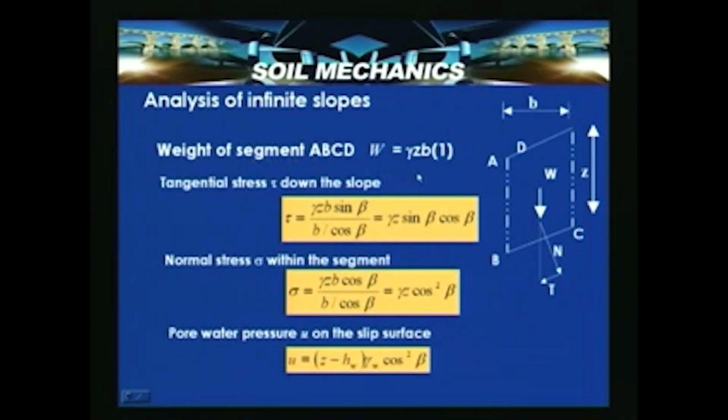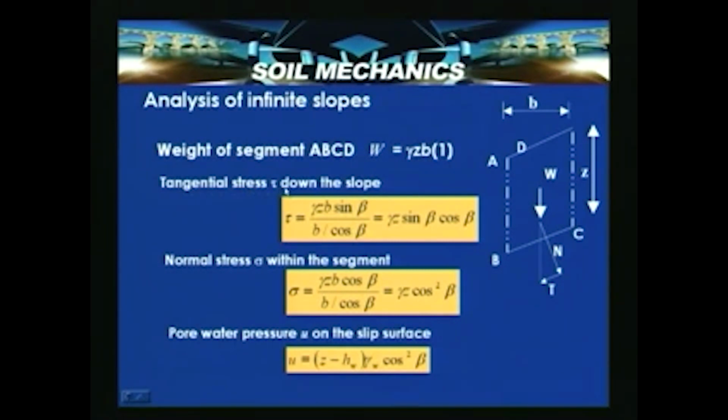Now, let us look into the weight of the segment ABCD. W is the weight of the segment ABCD, gamma is the unit weight, z is the depth, b is the horizontal width, and 1 is the unit length per meter of the section under consideration. So, based on that, the weight of the segment ABCD is W equal to gamma z b.